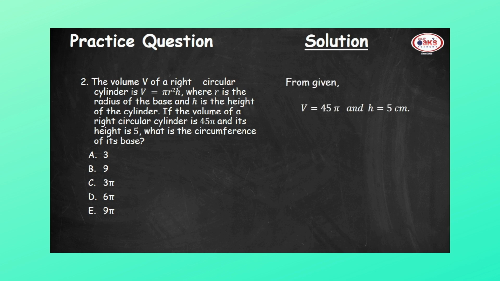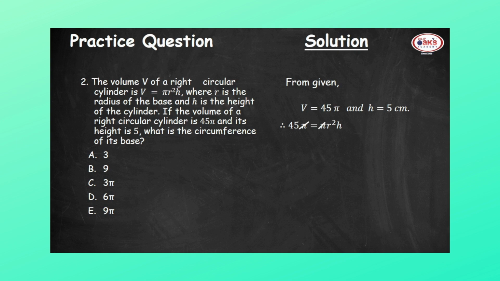So let us say that V is equal to 45 pi because V is the volume, which is known to be 45 pi, and h is 5. Now using the formula that V is equal to pi r square h, we can write that 45 pi is equal to pi r square h.